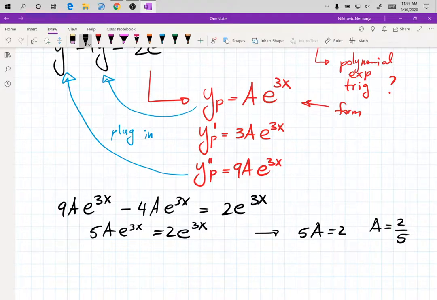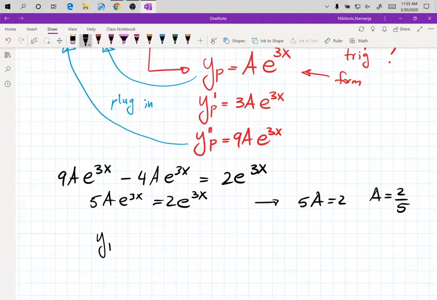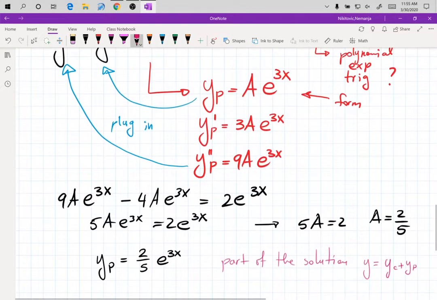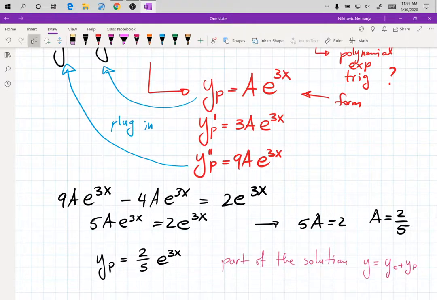Cool. Now, what we found is that our particular solution yp is equal to 2/5 e to the 3x. Now, that's only part of the solution, right? Because the whole solution was y equals yc plus yp, right? Now, yc is what we learned before, in 3.1 through 3.3. So we are going to go to the original differential equation, right?